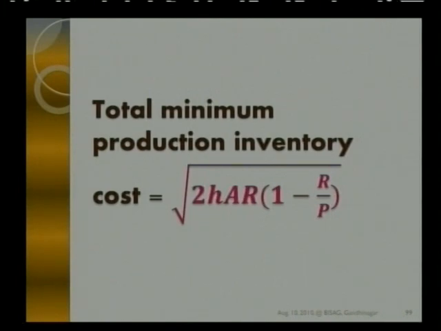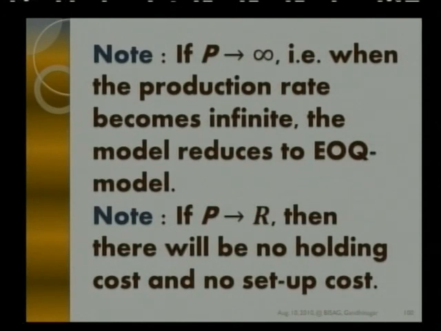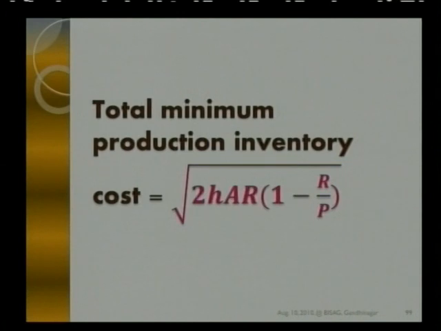And knowing all the parameters, we can find out the value of the total optimum cost, which is also dependent on the model parameters: inventory holding cost, ordering cost, demand, and production rate. Now in this case, if you take P tends to infinity, that is production to be infinite, you will be back with the original model, that is Wilson's EOQ model. And if P tends to R, then there will be no holding cost and no setup cost. Why? Because when R is equal to P, there is no cost involved, because the minimum cost turns out to be 0.